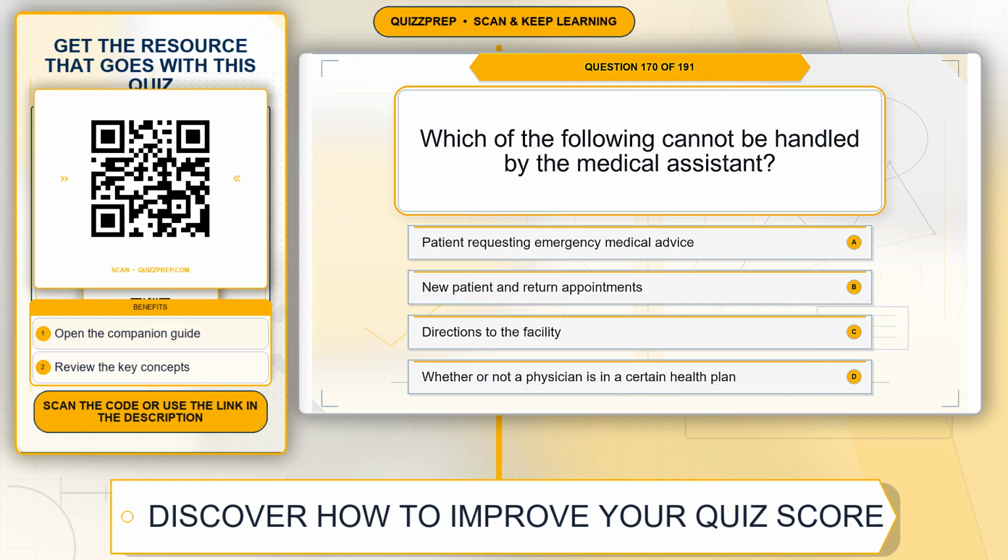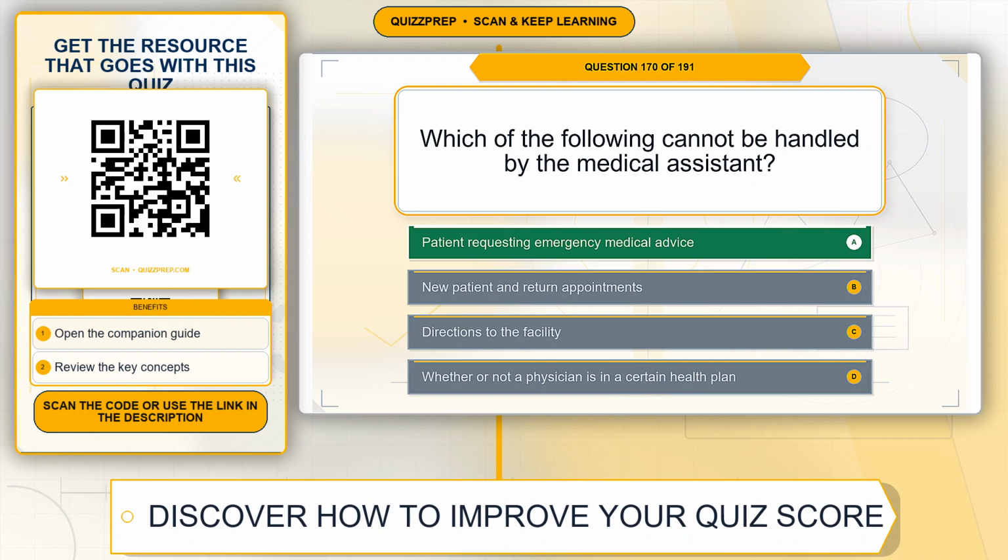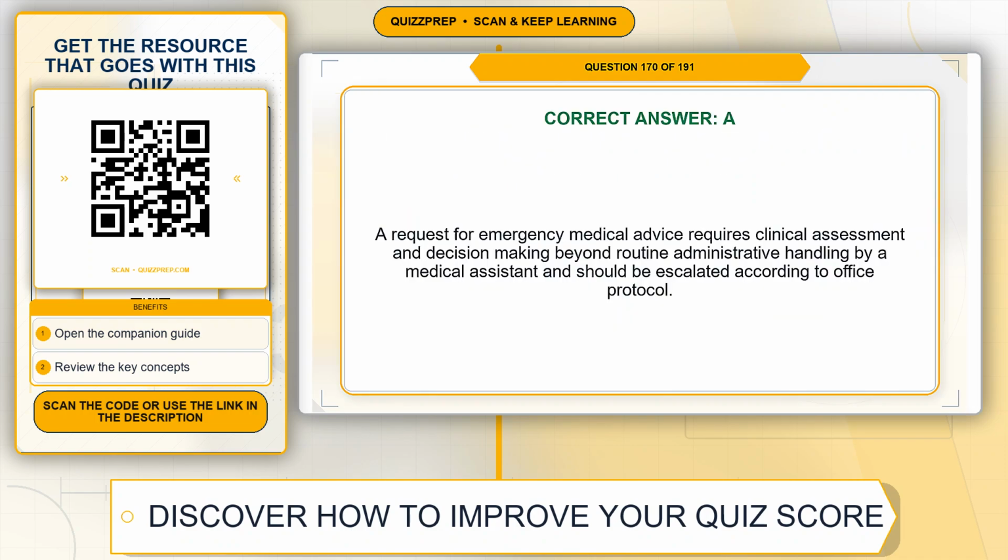Question 170. Which of the following cannot be handled by the medical assistant? Option A, patient requesting emergency medical advice. Option B, new patient and return appointments. Option C, directions to the facility. Option D, whether or not a physician is in a certain health plan. The correct answer is option A, patient requesting emergency medical advice. Explanation. A request for emergency medical advice requires clinical assessment and decision-making beyond routine administrative handling by a medical assistant and should be escalated according to office protocol.